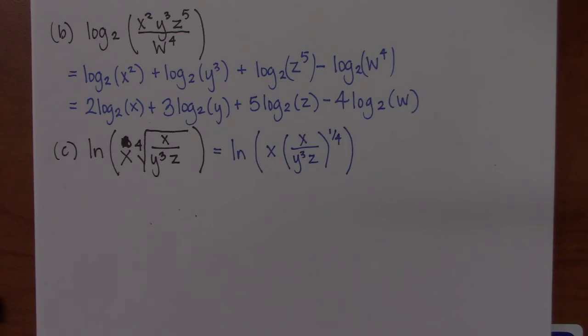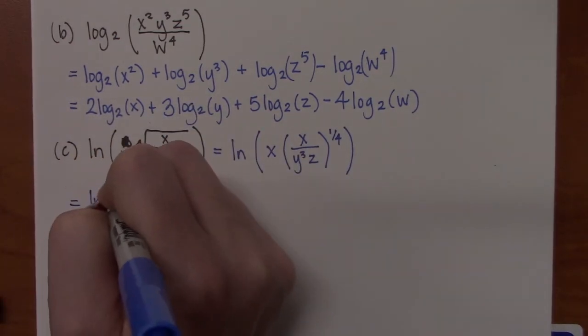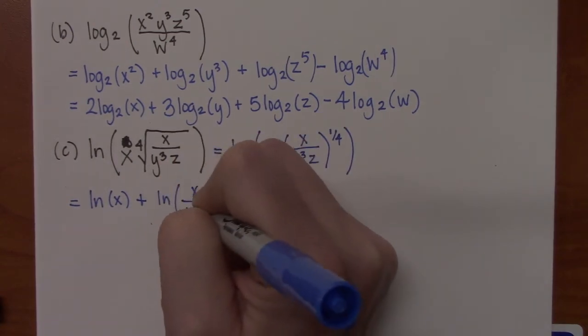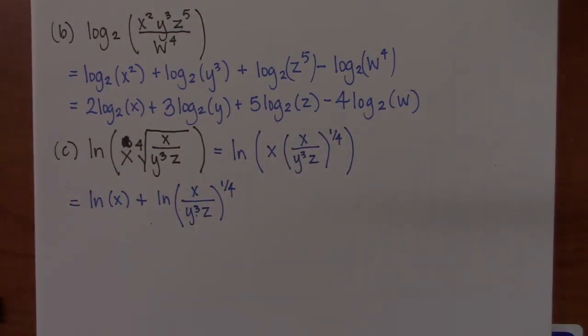So I have two options. Really, the easiest thing to do is to split what's inside up, because what I actually have here are two different terms. I have x to the 1 times all of this stuff to the 1/4. So I can't pull the 1/4 out front of the log because this guy's not raised to the 1/4. Then I can use my multiplication rule and say that's the same thing as natural log of x plus natural log of this stuff raised to the 1/4. And now I can pull the 1/4 down front.